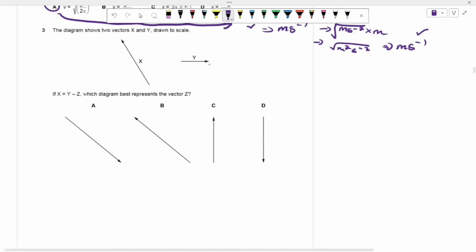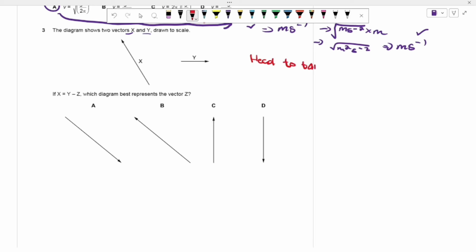Okay, moving to question 3, we've been given two vectors, vector x and vector y, that have been drawn to scale. We're given that x is equal to y minus z, and we've been asked to show the diagram which best represents the vector z. So I need you guys to know a very, very important method. I always stress that you understand this method because you use it a lot in physics. It's a very famous method which is known as the head to tail method.